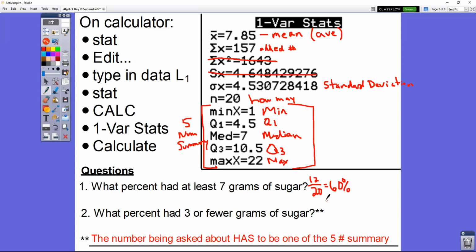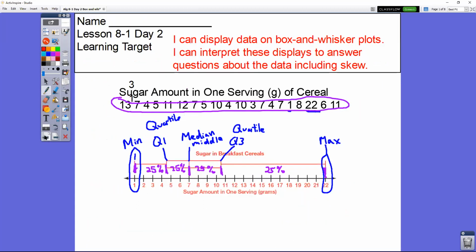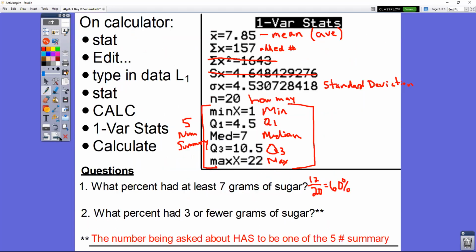Now, that's what you could tell from the actual data. If we go back to our box and whisker plot, how many had 7 or more? Well, from our box and whisker plot, you really can't tell the exact amount, all right? Because it looks like from our box and whisker plot, there's only 50% of our data. But in reality, there is 60%. So you can't tell everything from the box and whisker plot all the time.